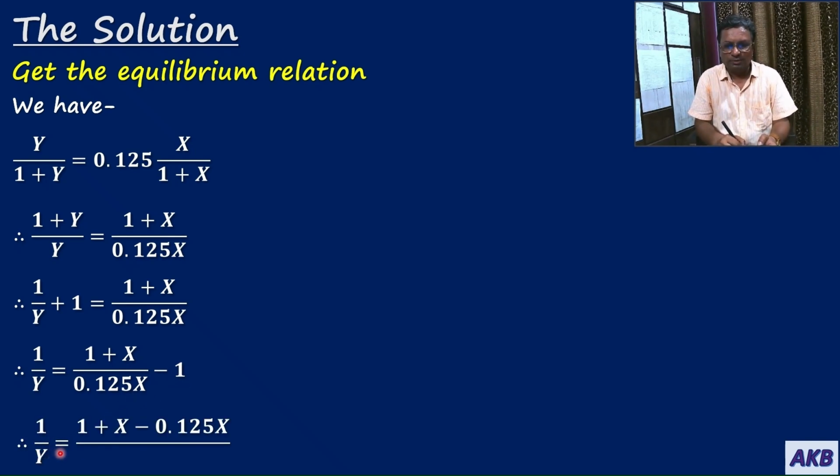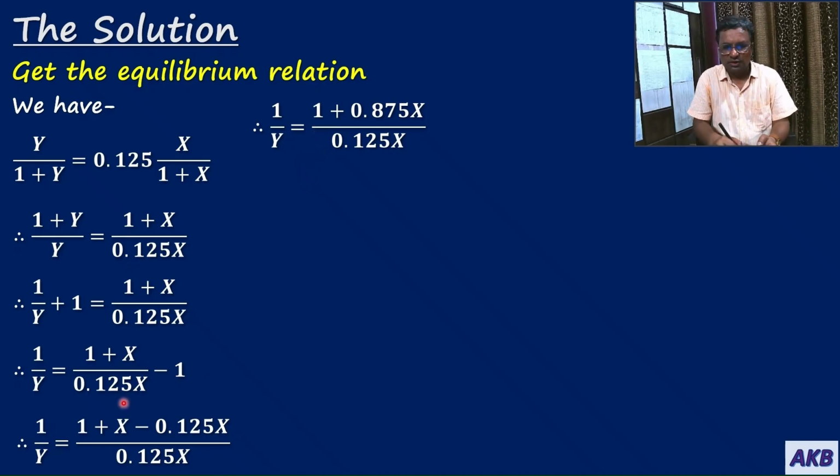So that is 1 upon capital Y is equal to 1 plus capital X minus this into 1. So minus 0.125 capital X, the whole term divided by 0.125 capital X. So in the next step, you have 1 upon capital Y is equal to X minus 0.125 capital X, which is 0.875 capital X. So therefore 1 upon capital Y is equal to 1 plus 0.875 capital X divided by 0.125 capital X. Then I'll take the reciprocal one more time.